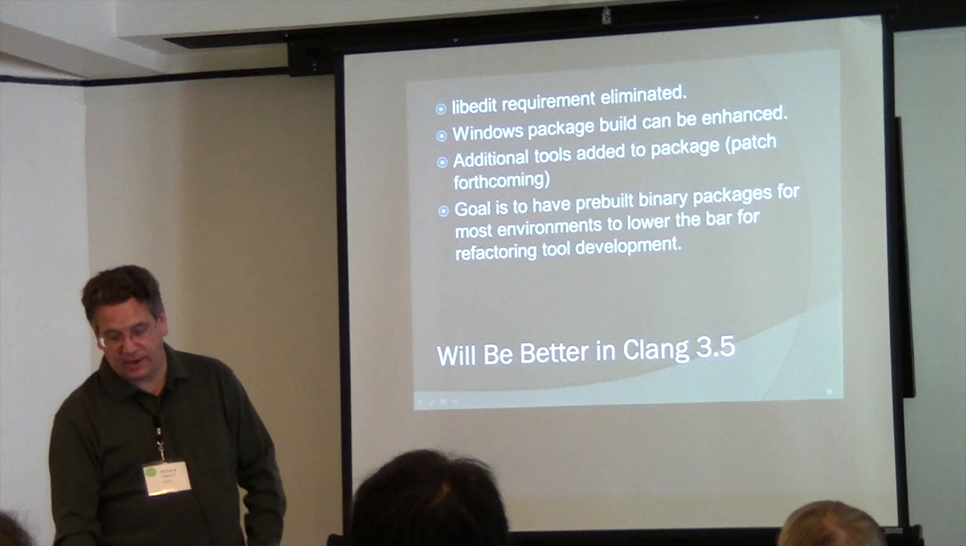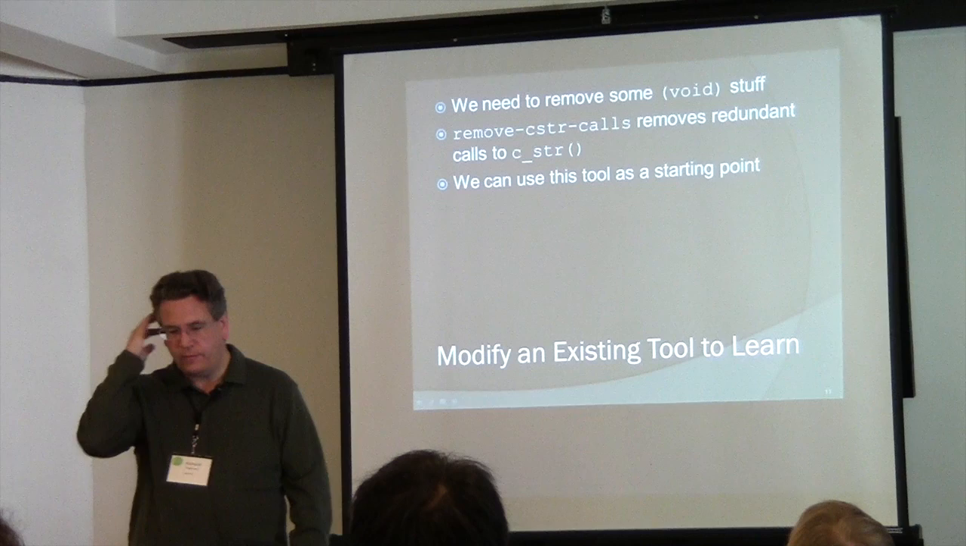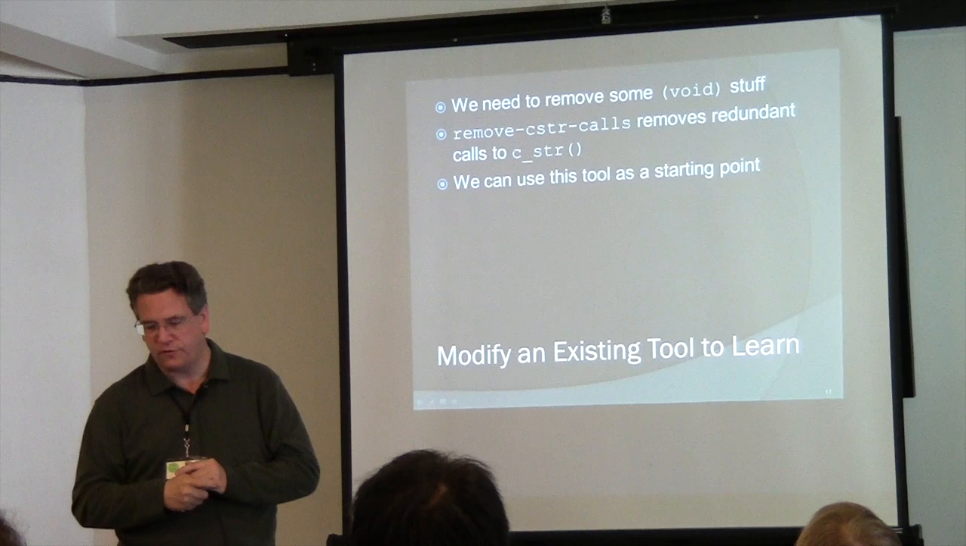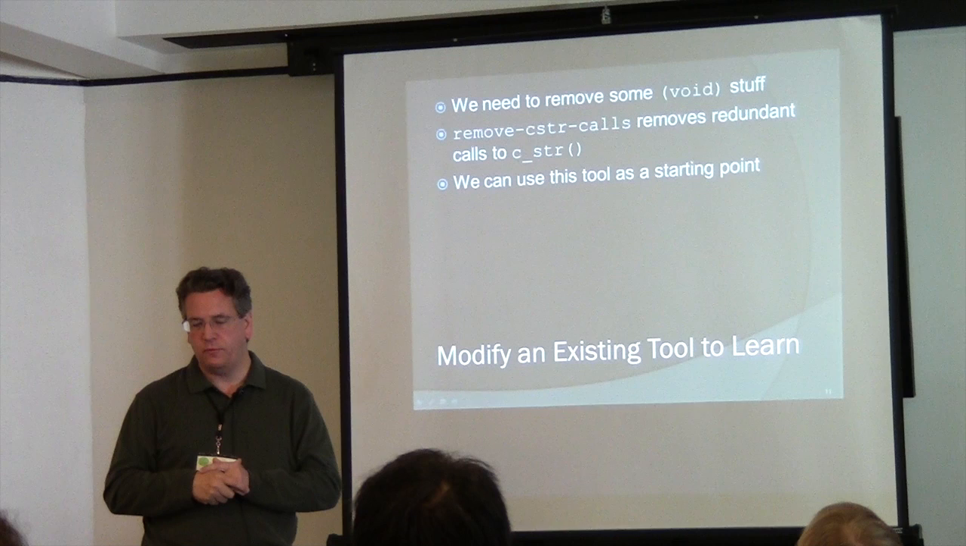So here's what we want to do. We need to remove this void paren stuff. There's an existing refactoring tool shipped with Clang called Remove CStr Calls. And that thing removes redundant calls to c_str.